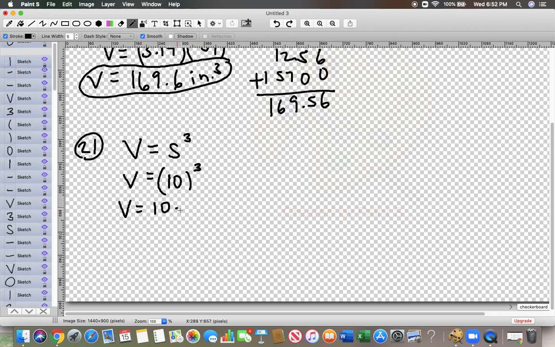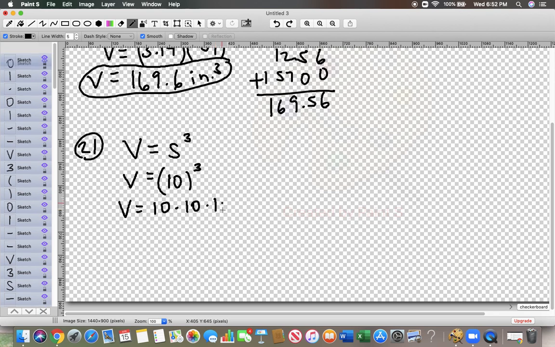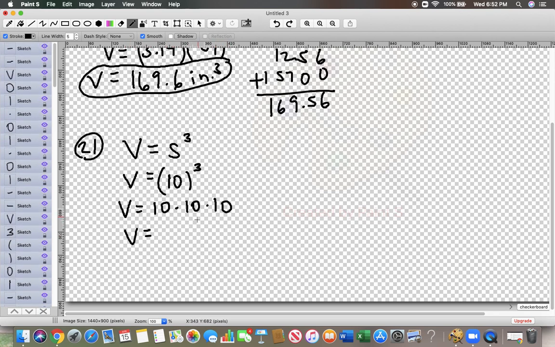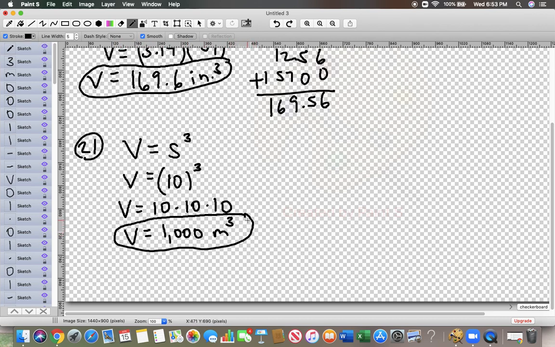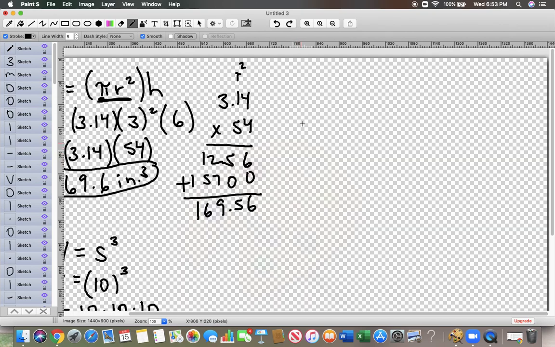Therefore, the volume is equal to 10 times 10 times 10. 10 times 10 is 100. 100 times 10 is 1,000. So the volume is 1,000 cubic meters. Number 23.